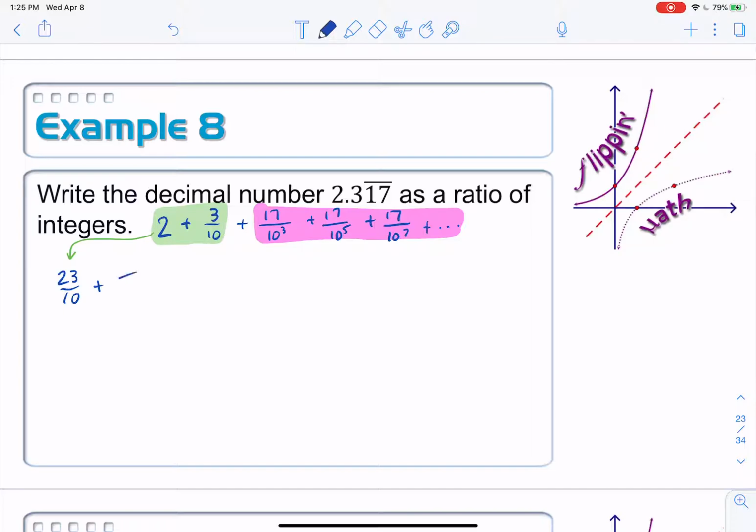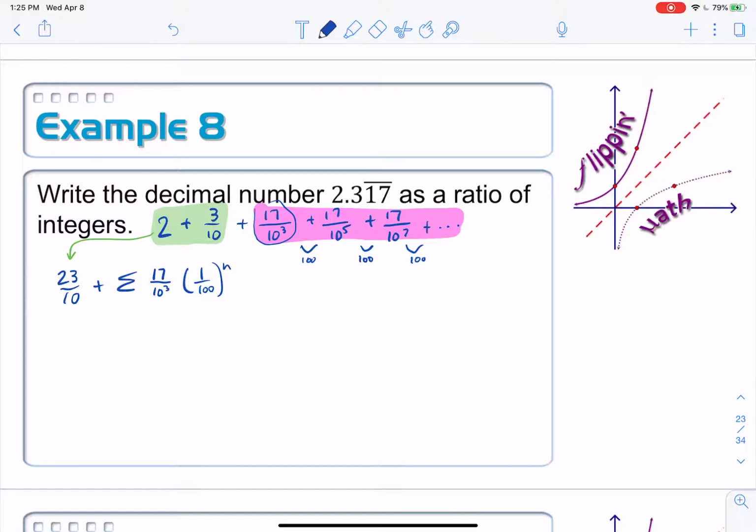So plus, I have a sum, and I need a couple of things for this. I need my first term, and my first term is right here. It is 17 over 10 to the third. And then I need a common ratio. Well, what am I multiplying by? It's not 17 on the top because 17 stays the same. It's just something on the bottom. It is 100. It's 10 squared, right? I'm multiplying by 100, I'm multiplying by 100, and so on. So my common ratio is 1 over 100 to the nth power.